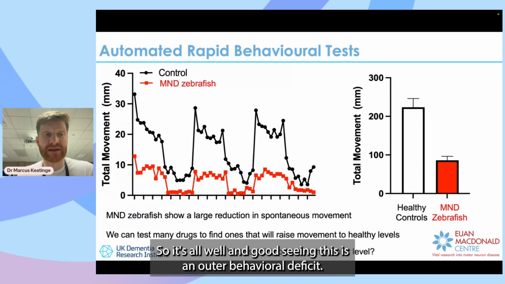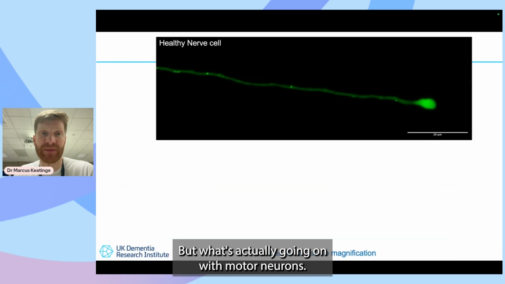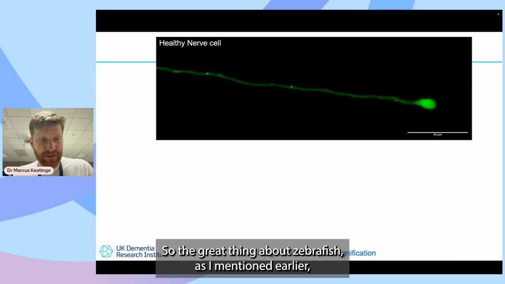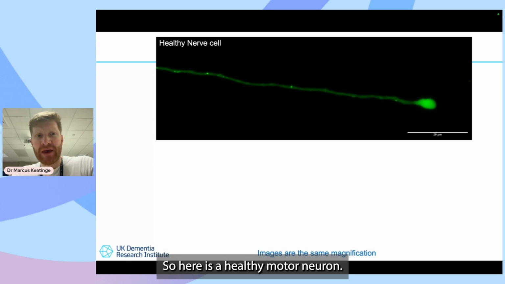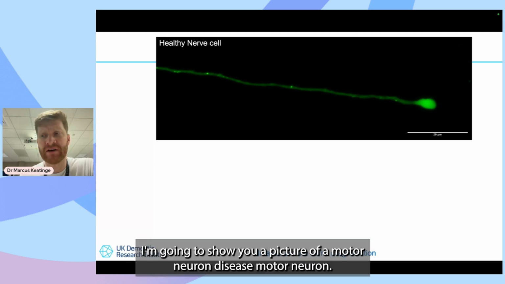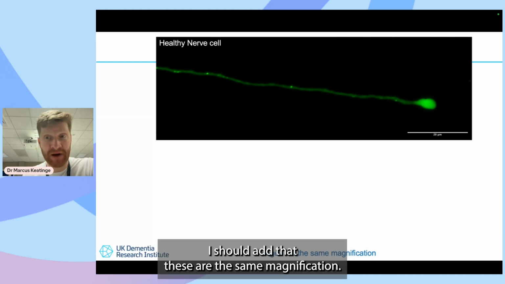So it's all well and good seeing this as an outer behavioral deficit, but what's actually going on with motor neurons? The great thing about zebrafish, as I mentioned earlier, is the fact that we can do this live imaging because they're transparent. So here is a healthy motor neuron. And I'm going to show you a picture of a motor neuron disease motor neuron. I should add that these are the same magnification.